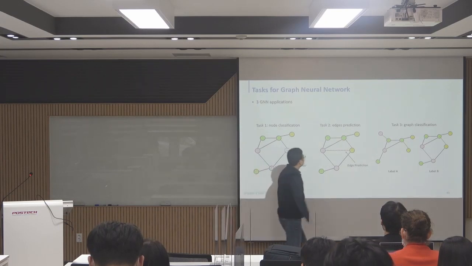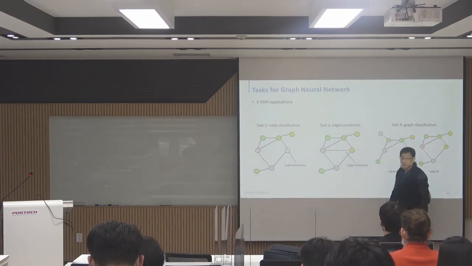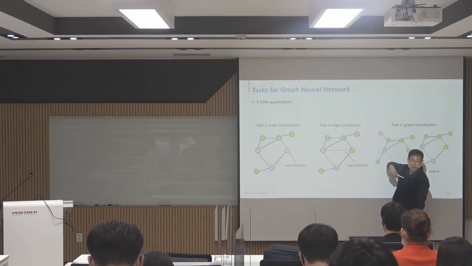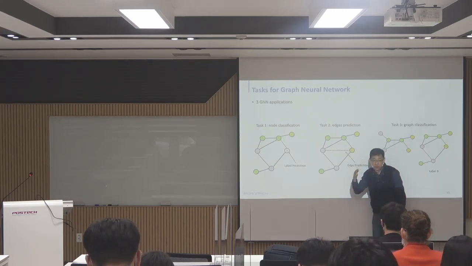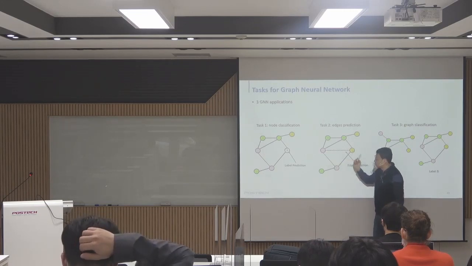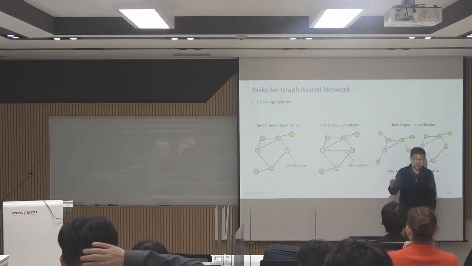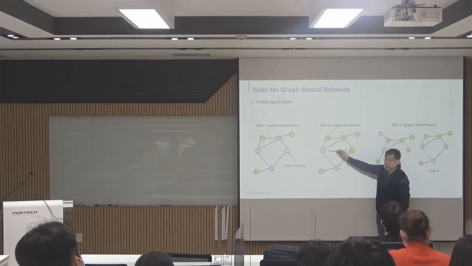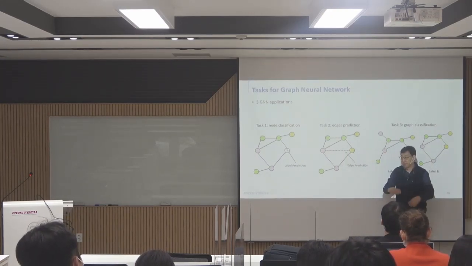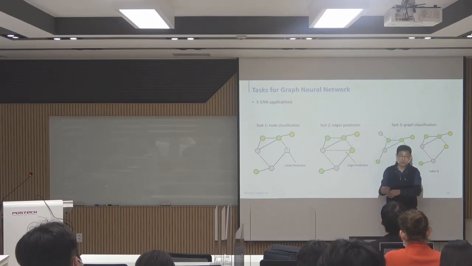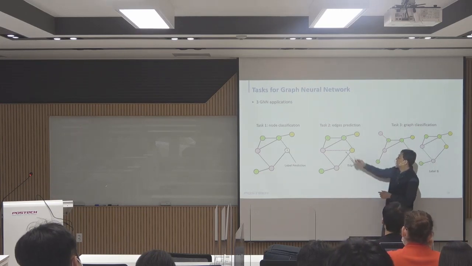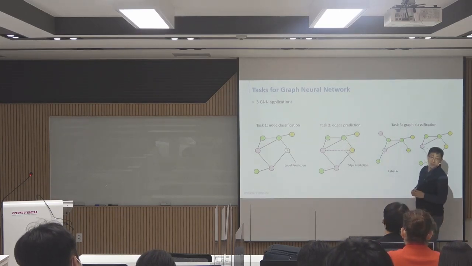The second task: suppose we have this kind of graph, and we are not sure whether these two nodes are connected or not. We want to figure out whether we have a connection or relationship between them. So we have edge prediction problems.